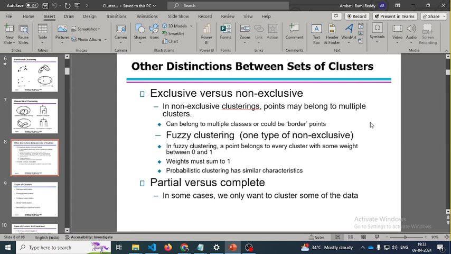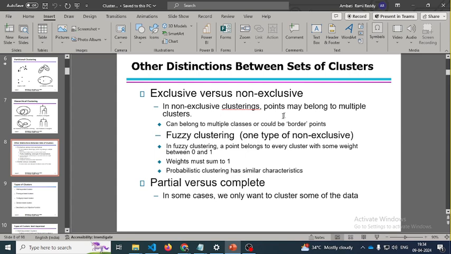Another thing is fuzzy clustering. What does fuzzy clustering mean? This is one type of non-exclusive clustering. In fuzzy clustering, the data points belong to every cluster with some weight. The weight generally varies between 0 and 1. Whenever you sum up these weights, the sum must be 1.